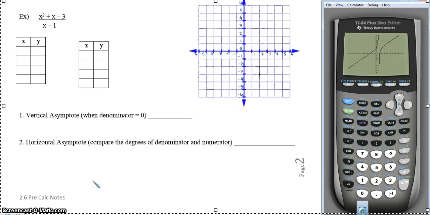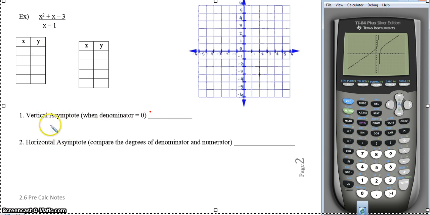This video will cover part 2 of Pre-Calc 2.6 notes. If you remember from part 1, we left off talking about graphing rational expressions or rational functions, where you have a polynomial divided by a polynomial, in this case a polynomial divided by a binomial. And we talked about how, in order for us to graph it, we wanted to find horizontal and vertical asymptotes.